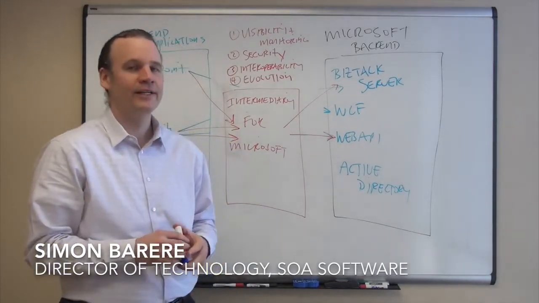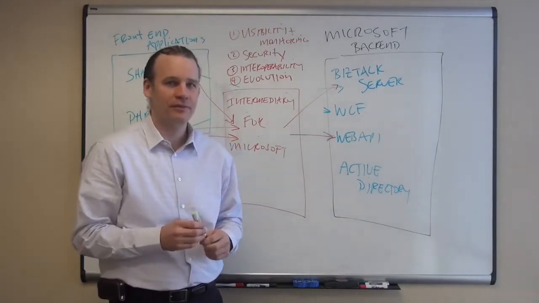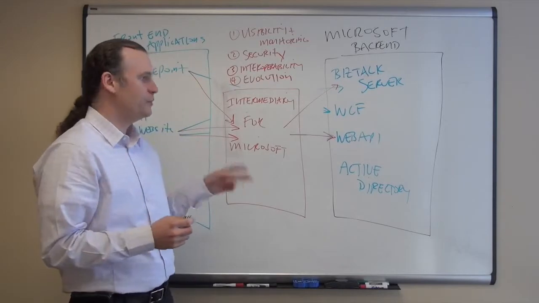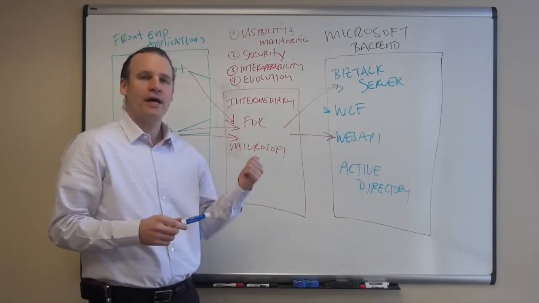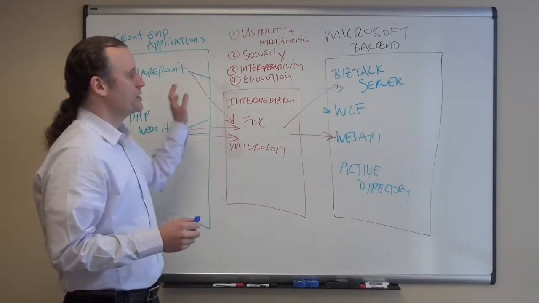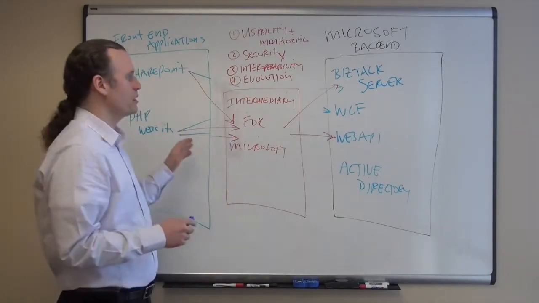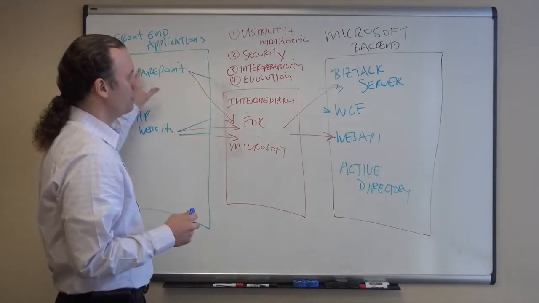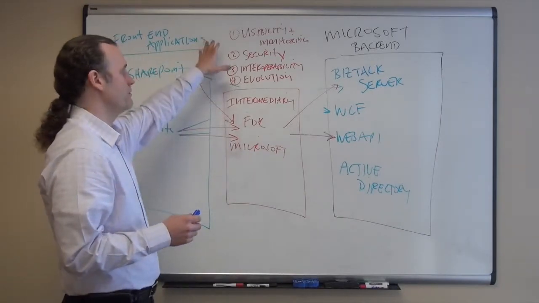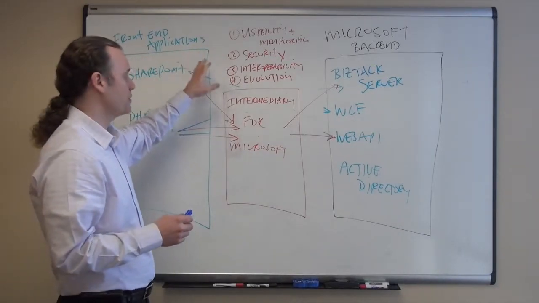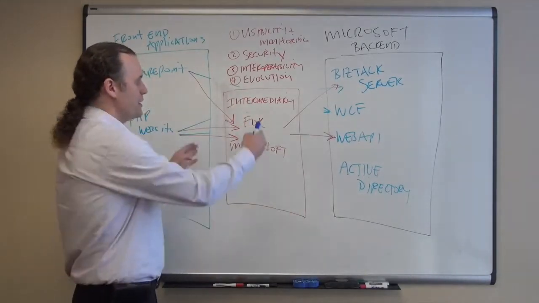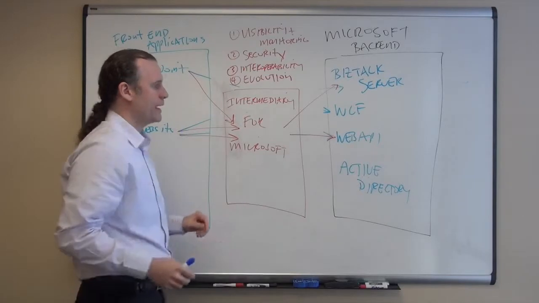My name is Simon Barrere, Director of Technology here at SOA Software, and we're talking today about Intermediary for Microsoft. This is part 2 of a two-part series on Intermediary for Microsoft. Please click on part 1 to see all the great content on part 1. We essentially talked about Intermediary for Microsoft. We talked about how it can help you with things like SharePoint and PHP sites that need to access your backend, and all that we can do in terms of visibility and monitoring, security, interoperability, and evolution when you have Intermediary from Microsoft in the picture, standing in between your front side and your back side.